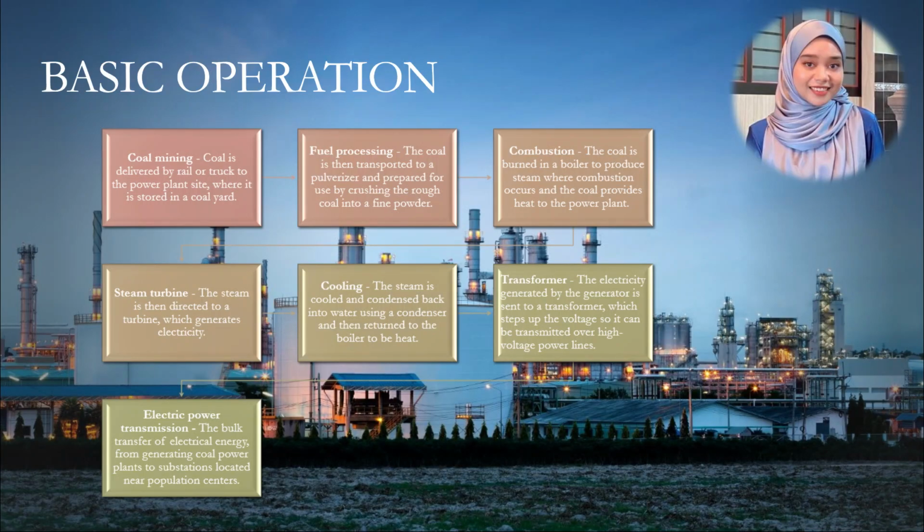Next, steam turbine. The steam is then directed to a turbine which generates electricity. The next operation is cooling. The steam is cooled and condensed back into water using a condenser and then returned to the boiler to be heated. After that, transformer. The electricity generated by the generator is sent to a transformer which steps up the voltage so it can be transmitted over high voltage power lines. Last, electric power transmission. The bulk transfer of electrical energy from the generating coal power plant to substations located near population centers.